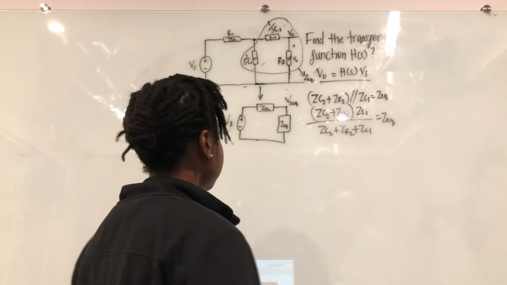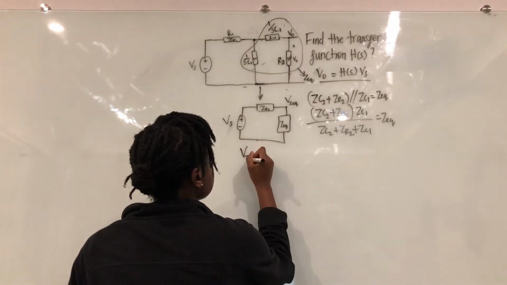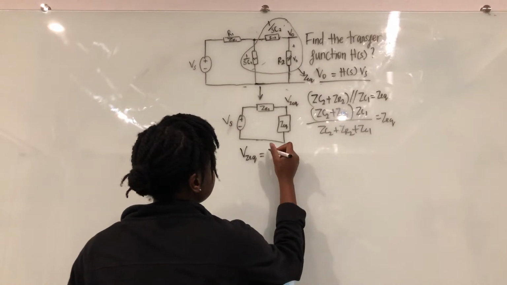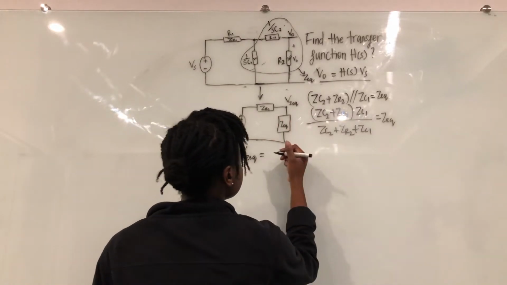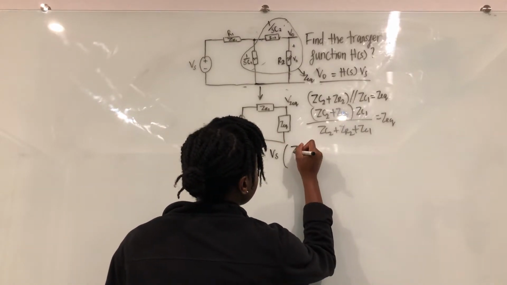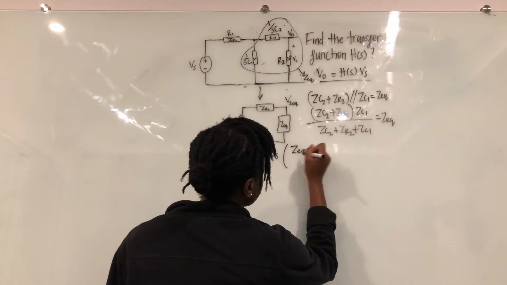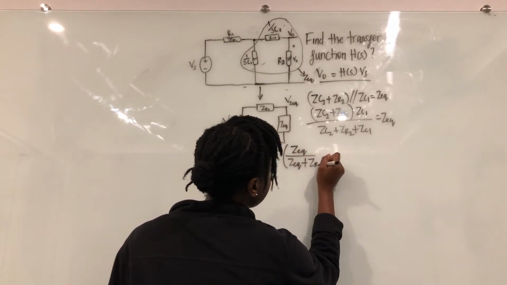So now we can go ahead and solve for VZEQ. VZEQ would be basically a voltage divider across this equivalent impedance. So we'll have VS multiplied by ZEQ over ZEQ plus ZR1.